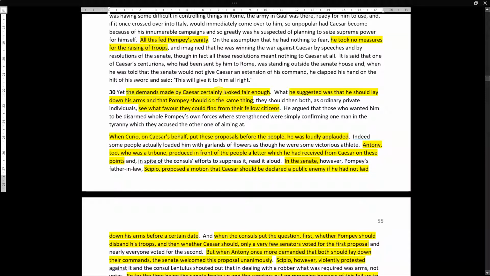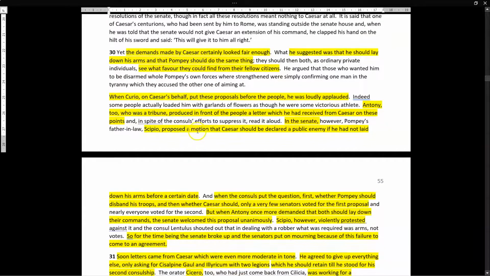So Caesar then makes some demands that look fair enough. This is about the giving up of the different soldiers. He suggested that he should lay down his arms and that Pompey should do the same thing, which is perfectly reasonable, I think. And then when they're both ordinary citizens, see what favour they could find with their fellow citizens, i.e. put it to a vote and, you know, whoever wins the election, then there's your answer.